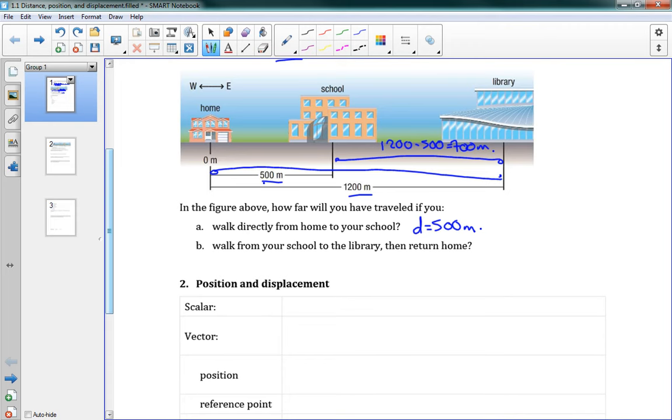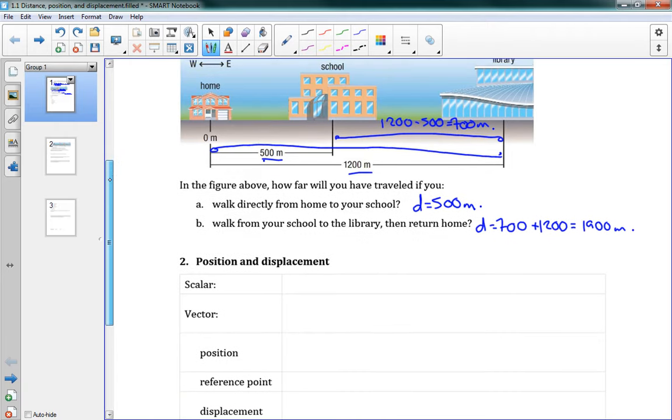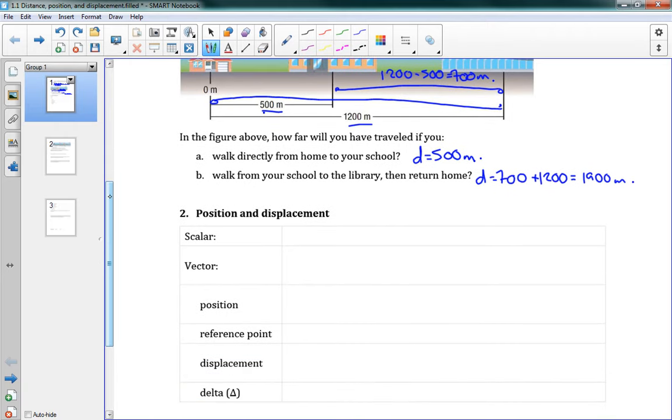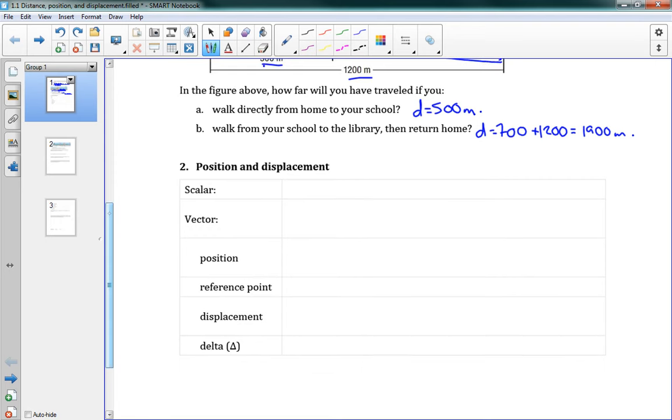So that tells us we go 700 meters. So distance is 700 plus another 1,200 all the way home. So that equals 1,900 meters. That's how we work with distance. And hopefully that seems a bit familiar to you. Now, a new concept are the concepts of position and displacement.